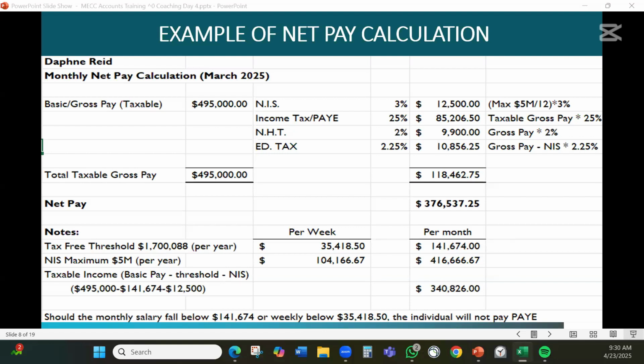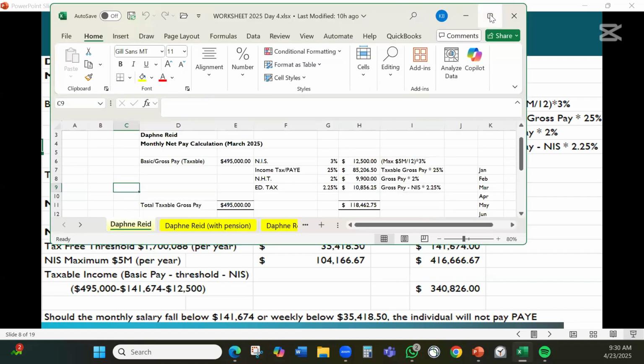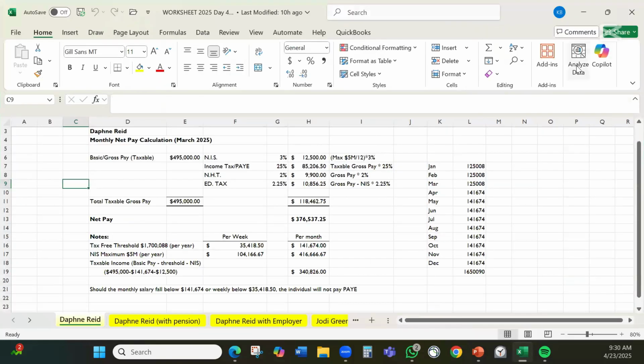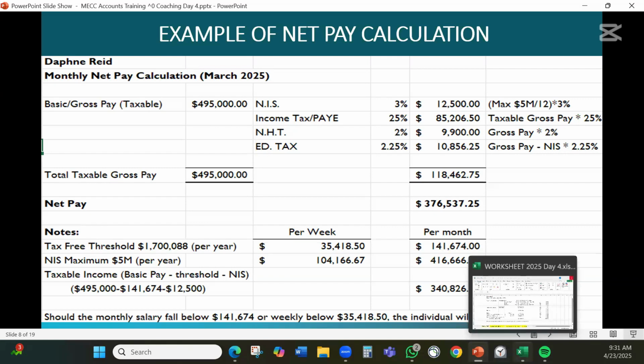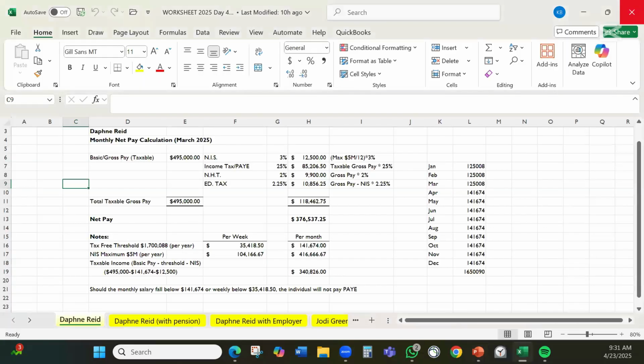All right, so let's look at Daphne Reed. I'm going to put up the Excel sheet so we can see. Are you seeing the Excel sheet? It's an Excel sheet: Daphne Reed monthly net pay calculation, March 25. Correct. This is the spreadsheet we're going to work through, which I had on the slide. Now we're going to look at all the formulas and so on.